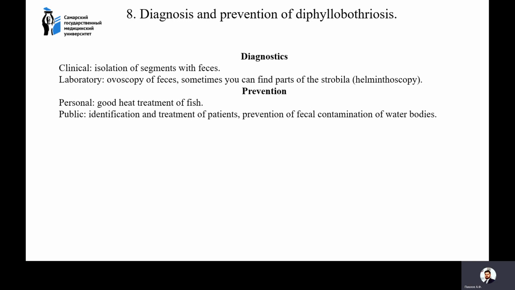Diagnosis: clinical, isolation of segments with feces. Laboratory: helminthoscopy of feces. Sometimes you can find parts of the strobila. Prevention. Personal prevention: good heat treatment of fish. Public prevention: identification and treatment of patients, prevention of fecal contamination of water bodies.